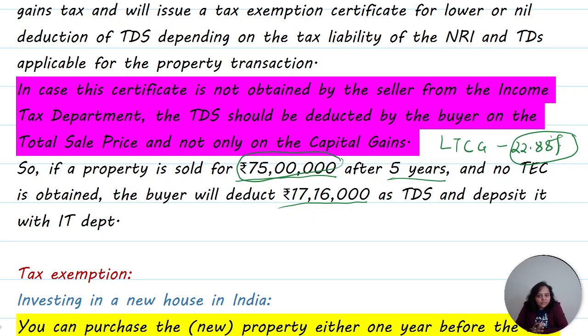Now these sums are huge, correct? It is almost 25% of your sale value that will have to be deposited with the income tax department. So it is very, very crucial that you apply for this certificate in Form 13 and get it from your income tax assessing officer, so that lower tax or nil tax is deducted on your transaction.